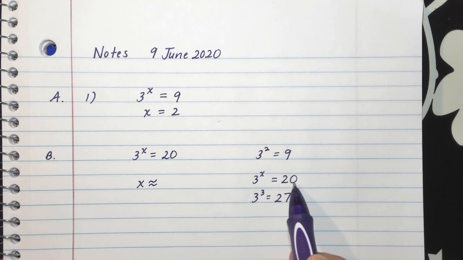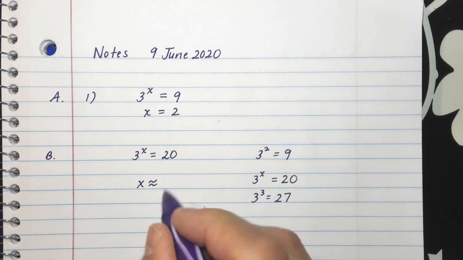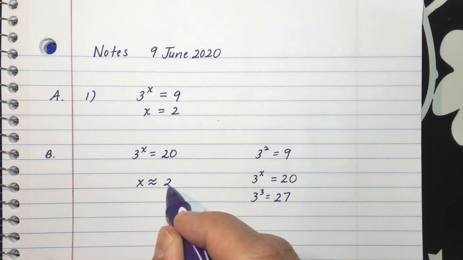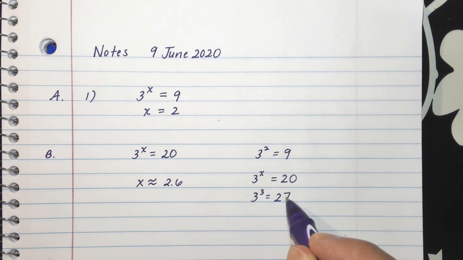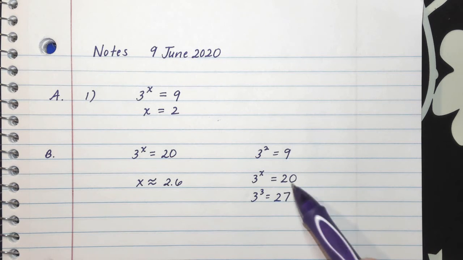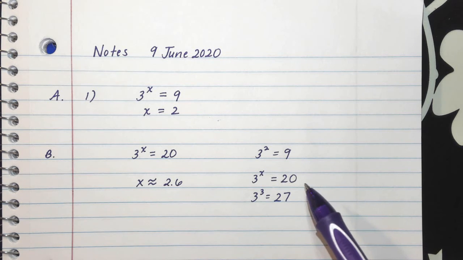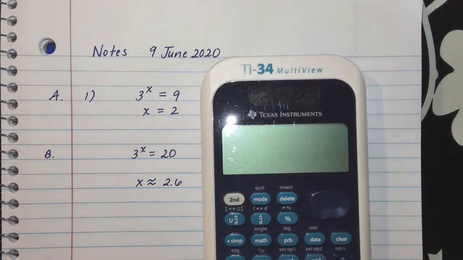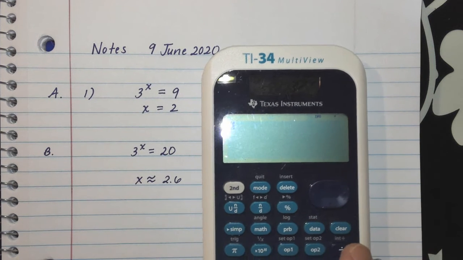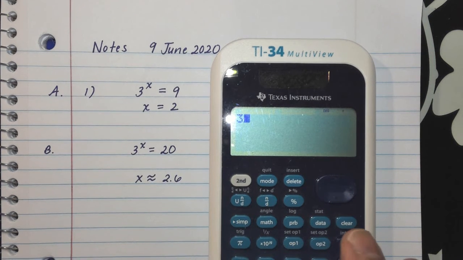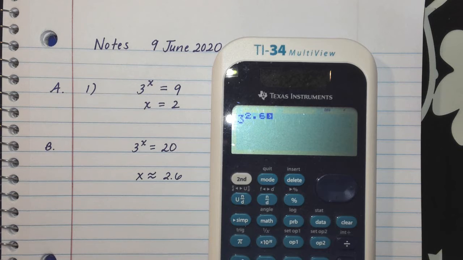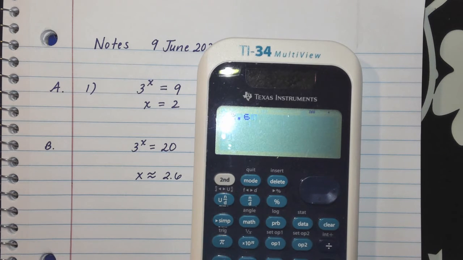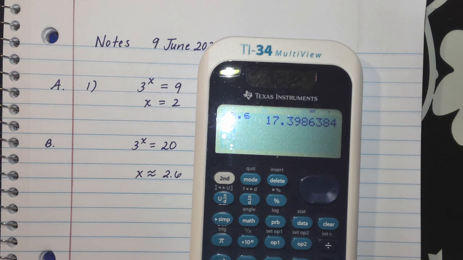But I'm going to go 2.6, because 20 is a little bit closer to 27 than it is to 9. It's only 7 away here, but 11 away there. So I'm going to go slightly bigger than 2.5. And let's see how close I am. 3 to the power of 2.6. Does that equal 20? Of course it doesn't equal 20, but how close is it? Yeah, not too bad.